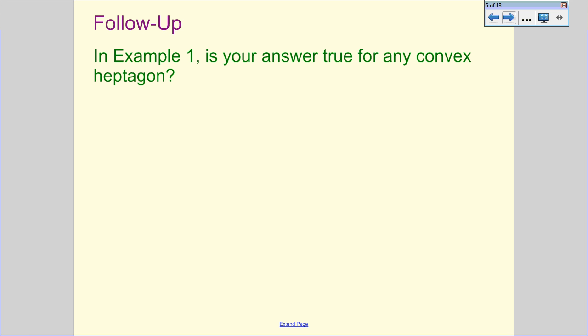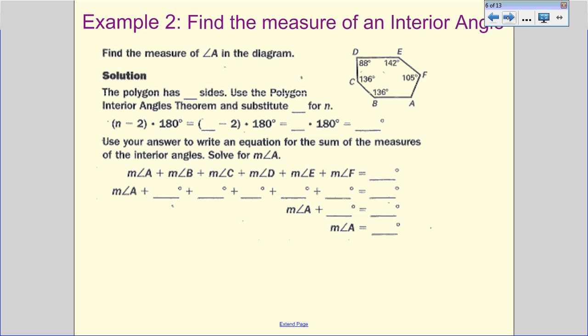And I should say I need to be careful here. Convex heptagon, I keep jumping over that word. And the answer here is yes, ladies and gentlemen. As long as it's a convex heptagon, it will always be 900 degrees. So if you wanted to take the time and memorize everything that we went through in our activity yesterday, what we're going to have in our charts, you can, as every time I give you a heptagon, the sum of those interior angles is 900 degrees.